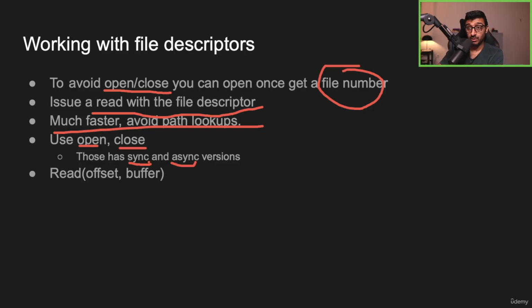and even open and close have these versions of async and synchronous. You can open a file synchronously and close a file synchronously, right? And you can use this read with offset and buffer. We're going to show an example actually.